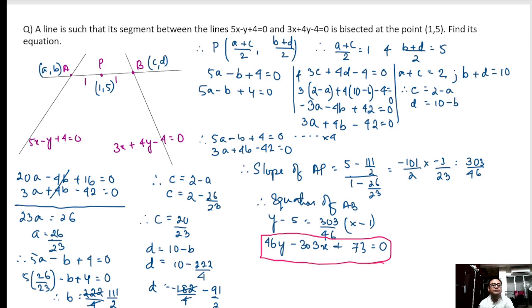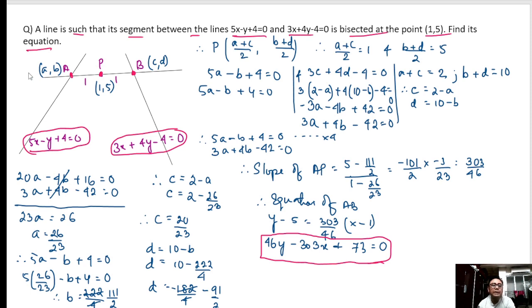Next, a line is such that its segment between the lines this and this is bisected at the point this. Find its equation. Okay, so watch here. There is a line whose equation is given, there is another line whose equation is given, and between these two lines there is another line which is bisected at P.